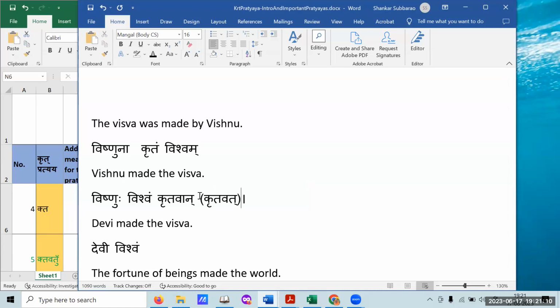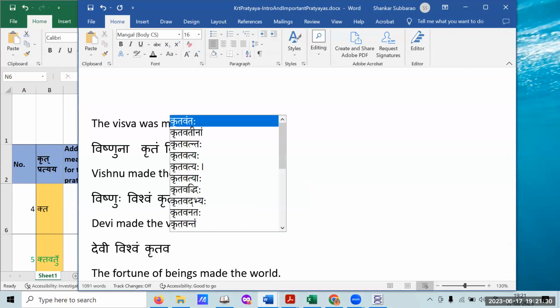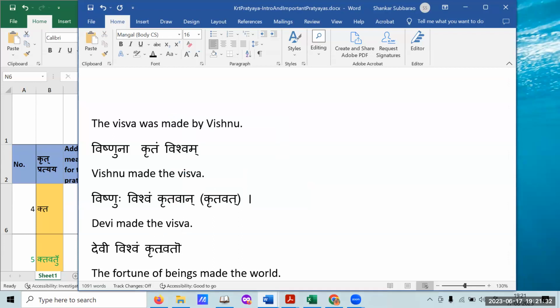Kritavat. What is the pratipadika now for feminine? Kritavat with a stri pratyaya added. Feminine, what will become? Kritavati. How will it decline? Like what word will it decline? Geeta? Kritavati, Kritavatyau, Kritavatyah. Like Nadi. Kritavati. Correct. Like Nadi. That's all I wanted to say. Devi Vishwam Kritavati. All right.